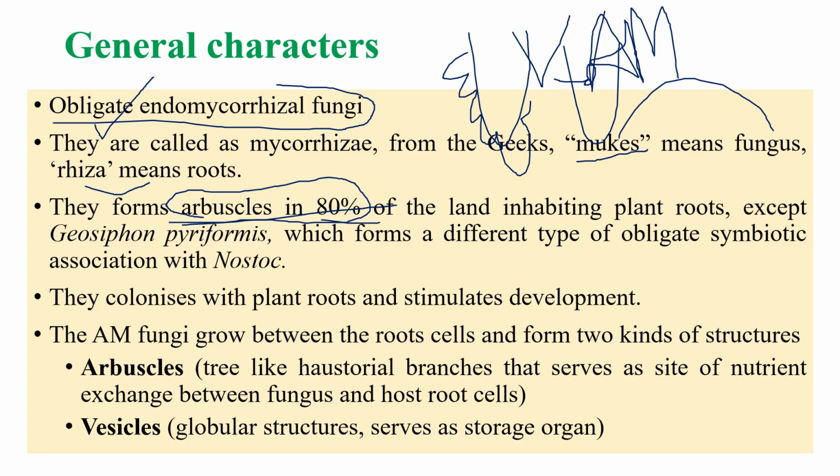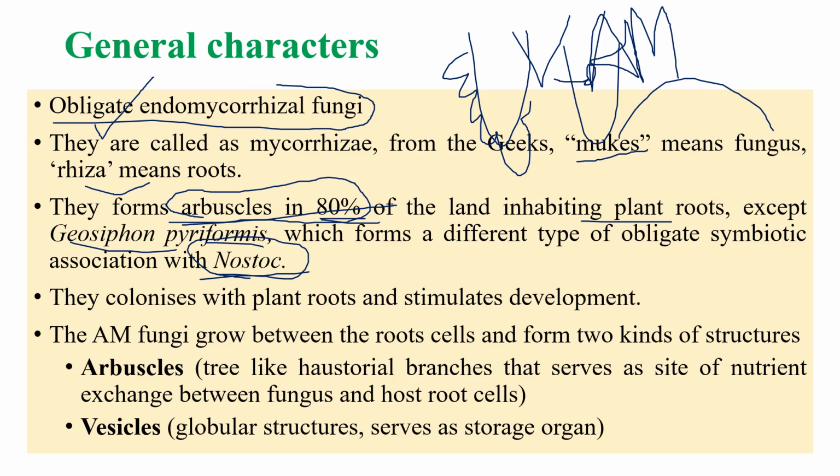80% of the fungi from this Glomeromycota produce arbuscules, and they are generally land inhabiting, associated with the plant roots, except a couple of fungi, like Geosiphon pyriformis, which has a different type of obligate symbiosis with Nostoc. This is also nitrogen fixing, and it grows in both terrestrial and aquatic environments, on land as well as in water. Except for Geosiphon, the remaining majority of the fungi are land inhabiting and have a very good association with the plant roots. Geosiphon has a different association with Nostoc, such as Nostoc punctiforme and Anabaena cycadeae. They are also nitrogen fixing.